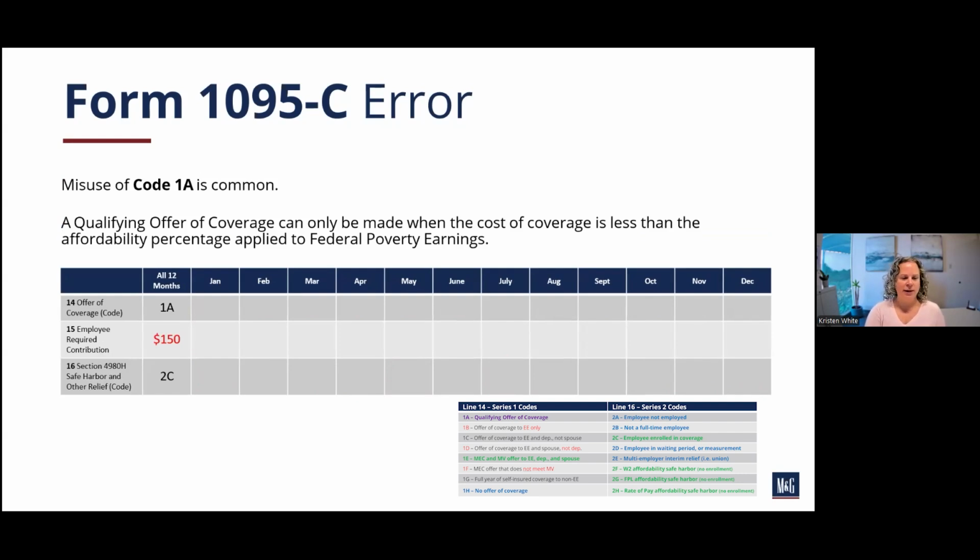All right, this one, we talked about that qualifying offer of coverage. So if you have that code 1A on line 14, then line 15 really should be blank. And this is also a red flag because that 150 is over our federal poverty level. So really, you should not be using 1A. This is not a combination that would be acceptable. So you'd want to pause and see if 1A is really the right one, if this dollar amount is correct, and see what's going on there.